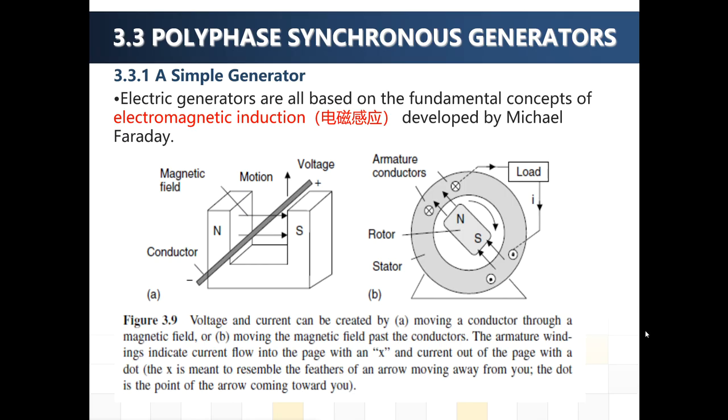Electric generators are all based on the fundamental concept of electromagnetic induction developed by Michael Faraday. The electric power industry is based on some energy source forcing a fluid, such as steam, combustion gases, water or air, to pass through turbine blades, causing a shaft to spin. The function of the generator is to convert the rotational energy of the turbine shaft into electricity.